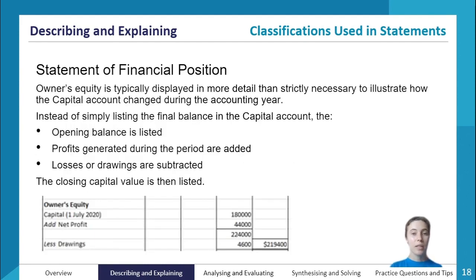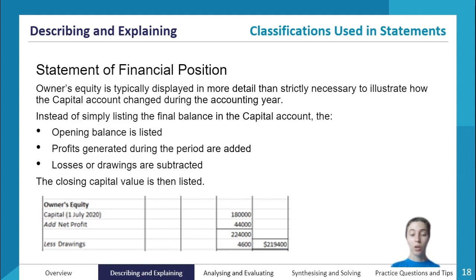Now, owner's equity is the other section that we find in our statement of financial position, and it's typically displayed in more detail than strictly necessary to illustrate how the capital account has changed during the accounting year. So instead of simply listing that final balance for the capital account, it has the opening balance at the start. You then have the profits generated during the year that are added. Then you subtract losses or drawings, and then you list that final result to show that whole process.